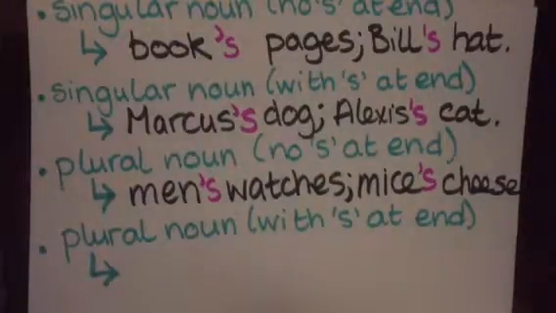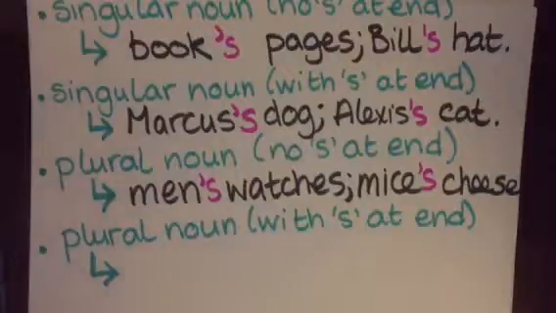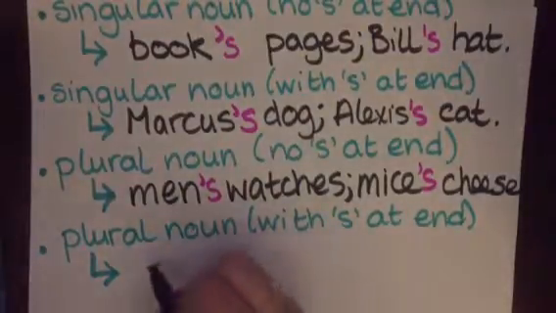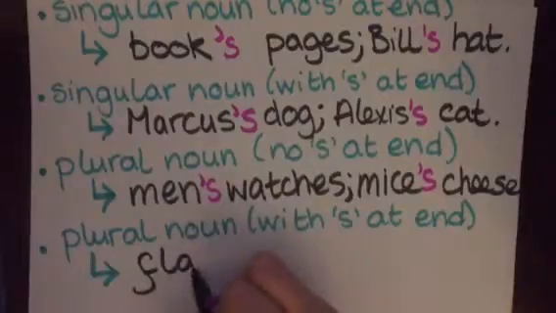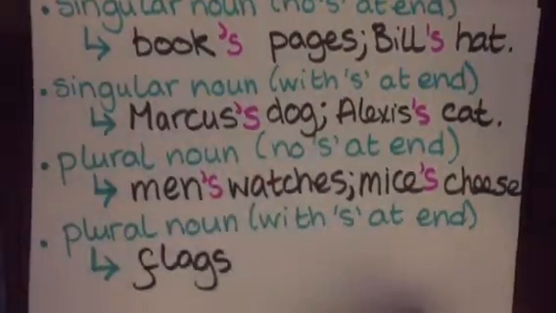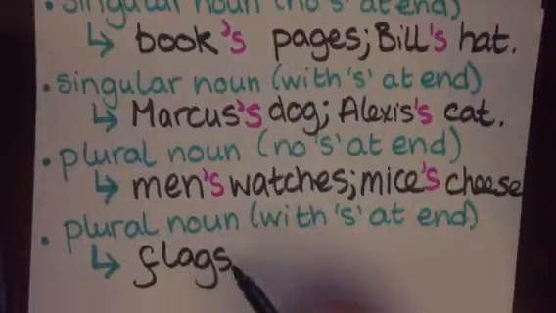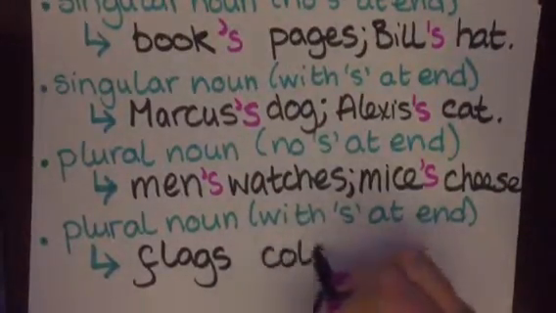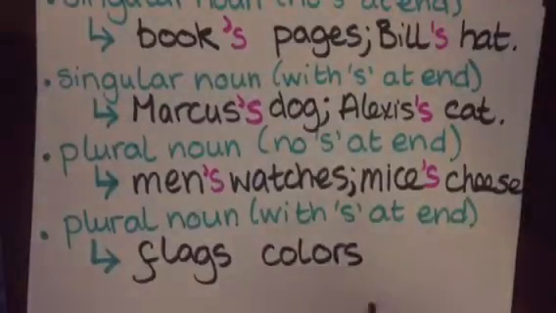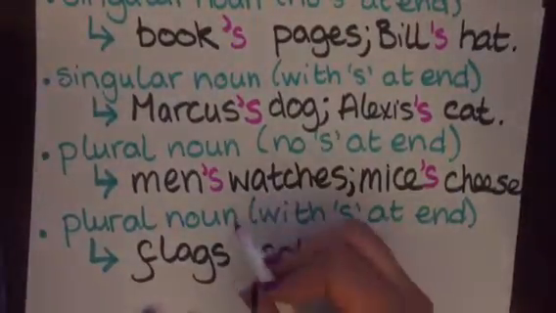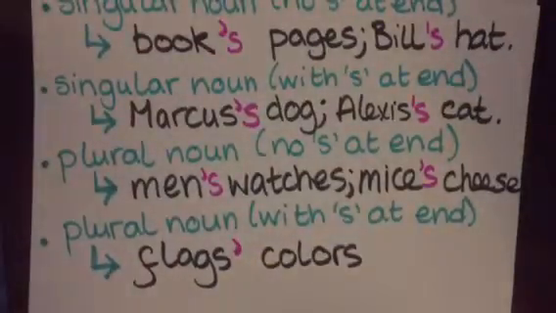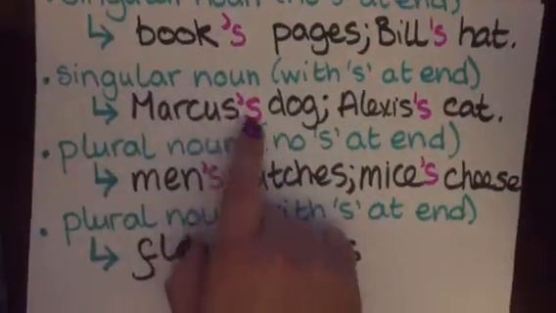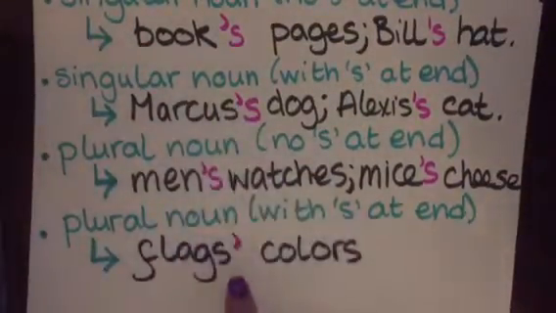This last example is where we go a little bit different. A plural noun that already ends in an S. And that tends to be most plural nouns. So let's give an example. If we have lots of flags in our classroom, flags is plural, more than one. It already ends in an S. And I want to talk about their colours. It's plural. It already ends with an S. I am only going to use an apostrophe. A singular noun that ends in S, we still add the S on, but a plural noun that ends in S only gets the apostrophe.